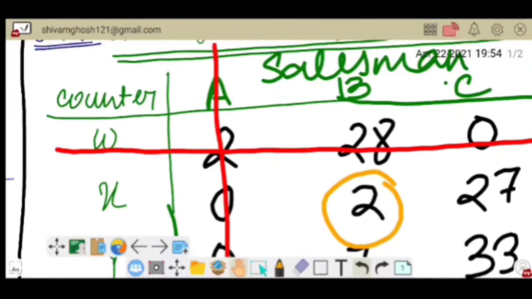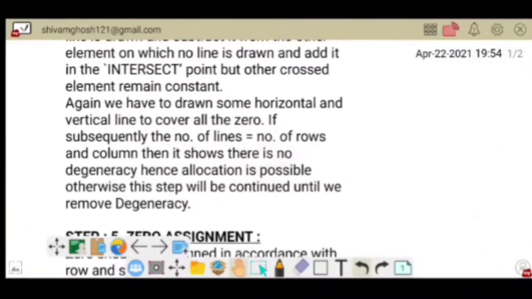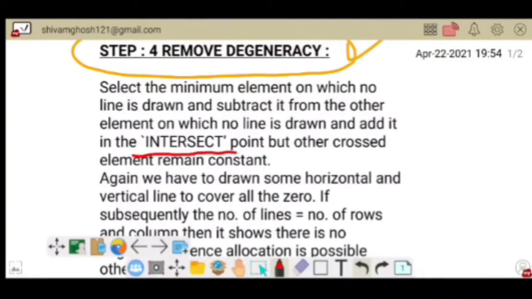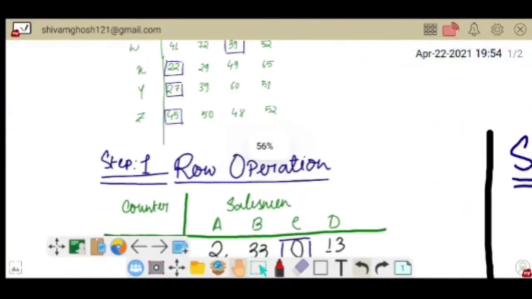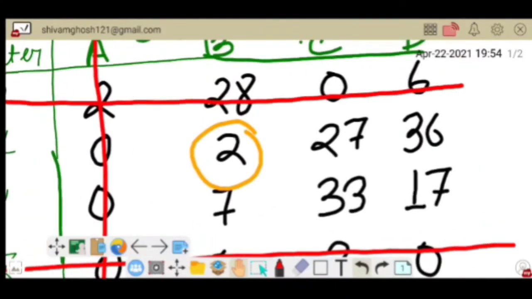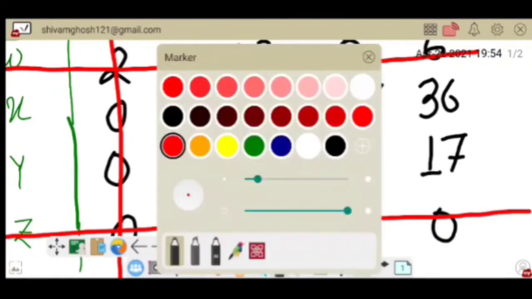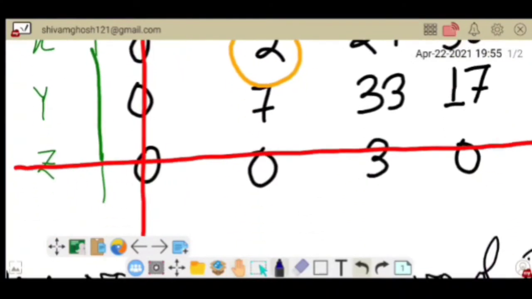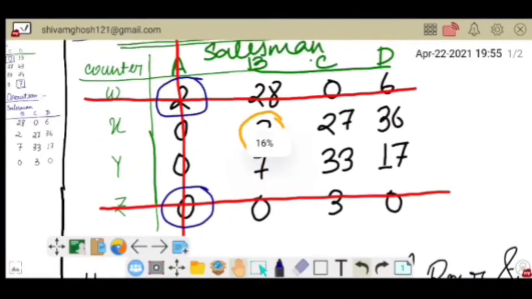Okay, and in our step 4 we can see again it says drawn and add it at the intersect point, but other crossed elements remain constant. So we have to add this minimum element. At first we have to deduct from the elements on which no line has been drawn, and then select the particular element where we have to add this 2 at the intersect point. The intersect means that point where the vertical line and horizontal line cross each other. According to the description of step 4, the number one intersect point is that, and that is the intersect point. Is there any more? No, there is no more intersect point.